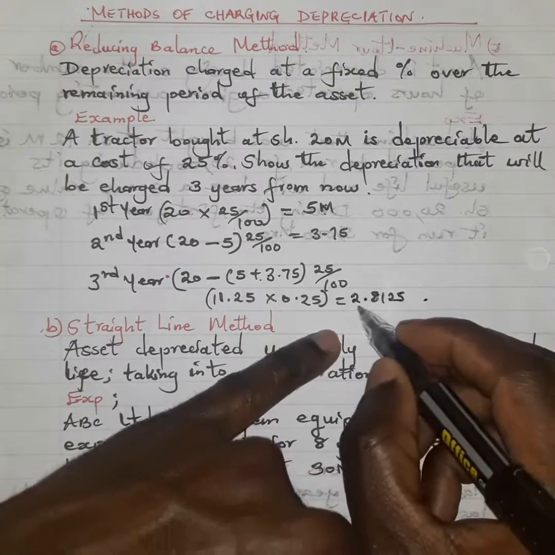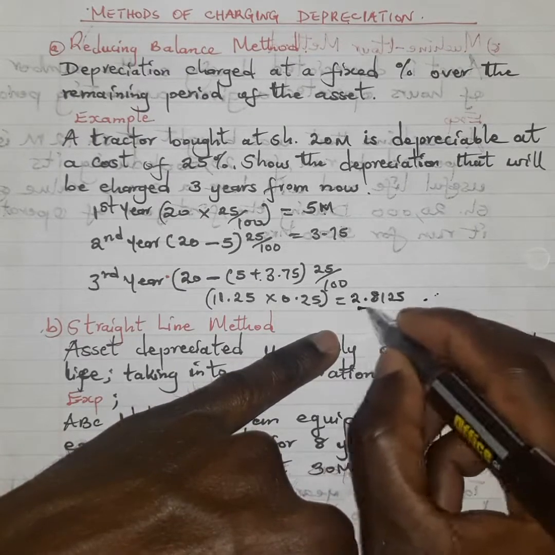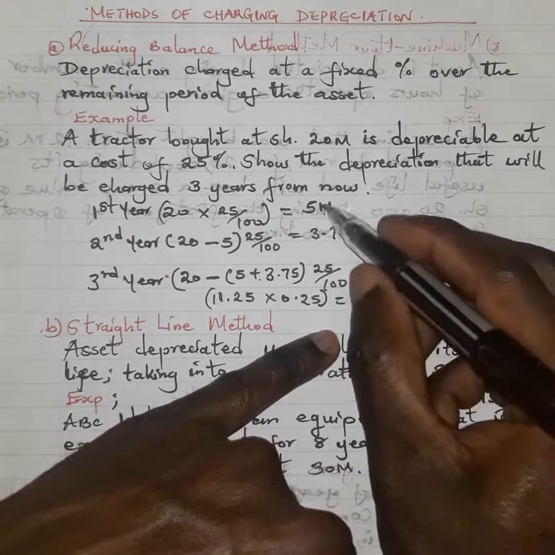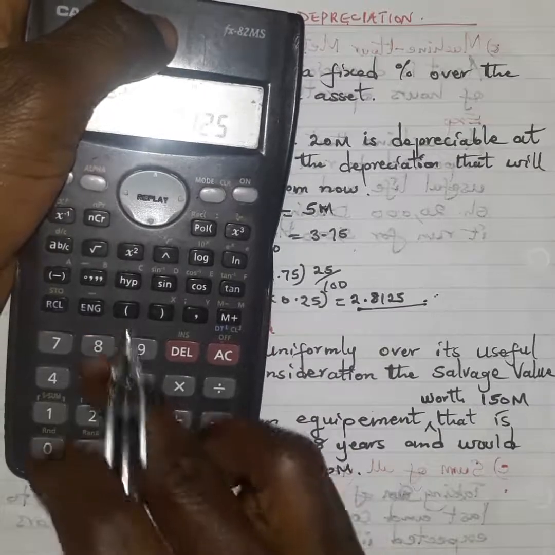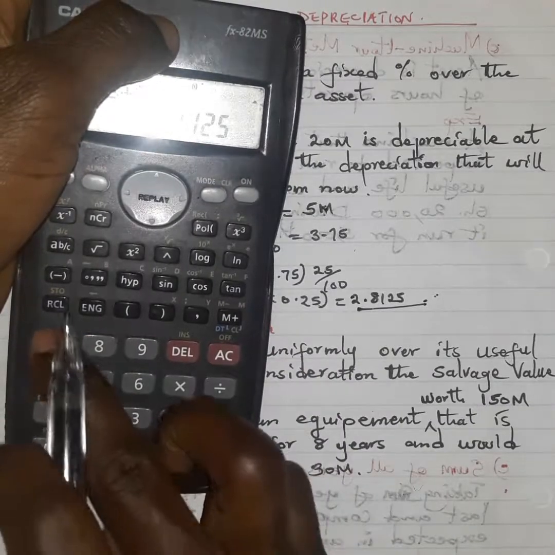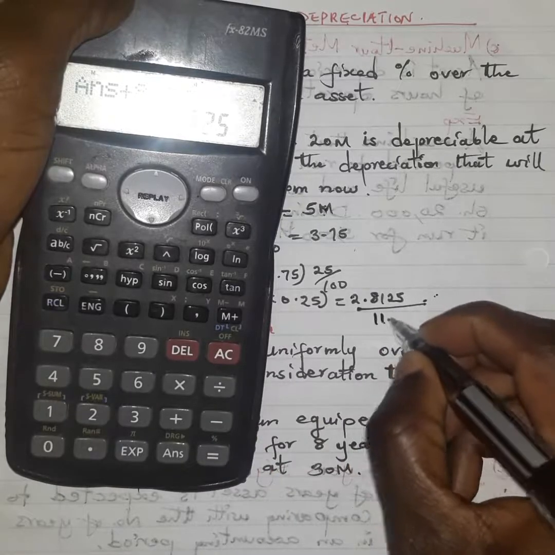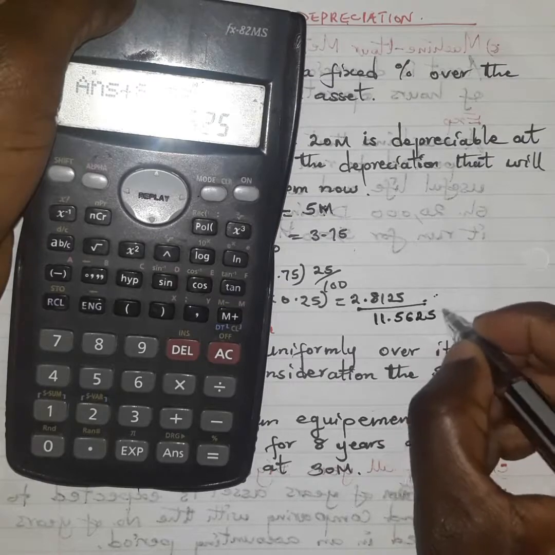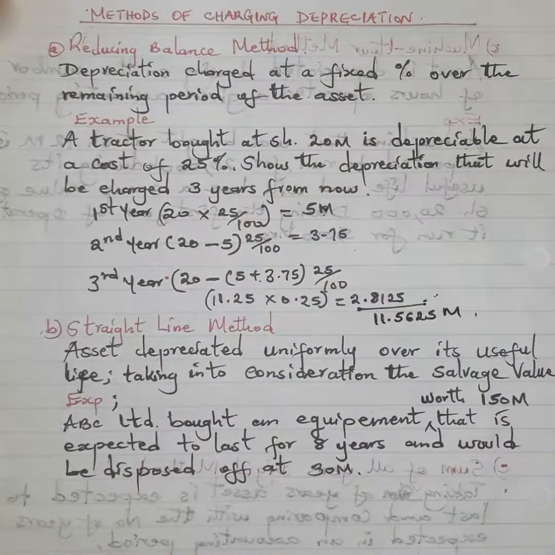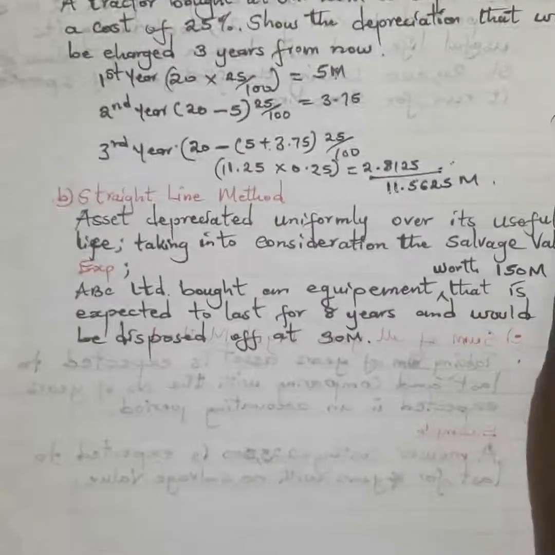Remember, we are supposed to get the total amount of depreciation that is chargeable, so we simply add these three, which is 5 plus 3.75 plus 2.8125. So the total loss is going to be 11.5625 million. And that is all about reducing balance method.